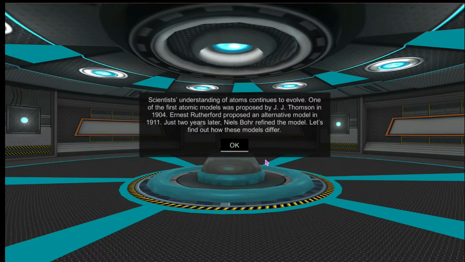Scientists' understanding of atoms continues to evolve. One of the first atomic models was proposed by J.J. Thomson in 1904. Ernest Rutherford proposed an alternative model in 1911. Just 2 years later, Niels Bohr refined the model. Let's find out how these models differ.